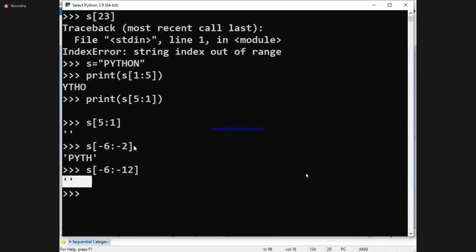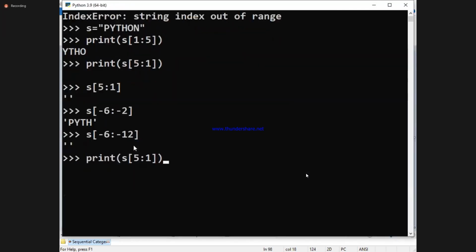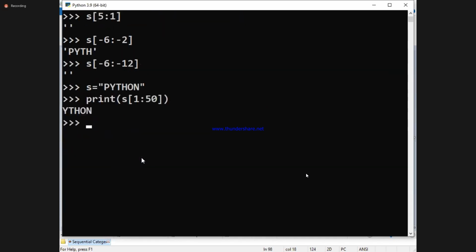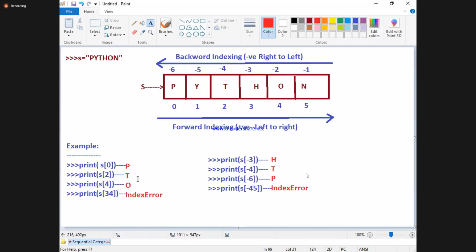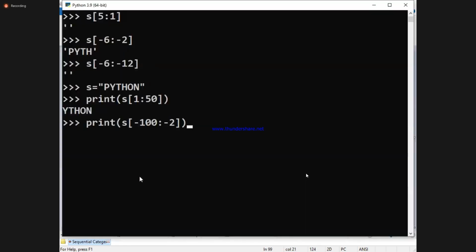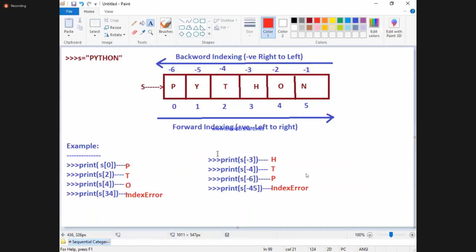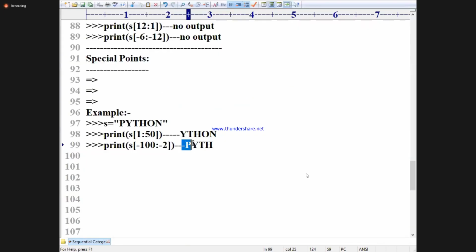Coming to this, say S is equal to Python. Now you paste it. See the answer now. What is that? YTHON. Next is called what? Because these are special occasions which you are getting. Now next, paste it here. What is the answer now? PYTH. Will you remember?